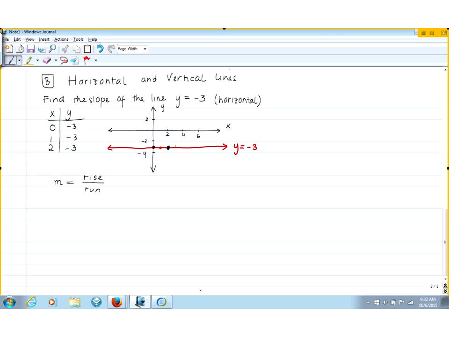Okay. So suppose I choose these 2 points. What is the rise? 0. Does it go up at all or go down at all? No. So that's why the rise is 0. What is the run? Well, the run can be any number. What is 0 divided by any number?